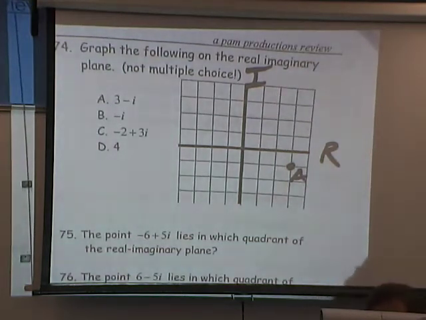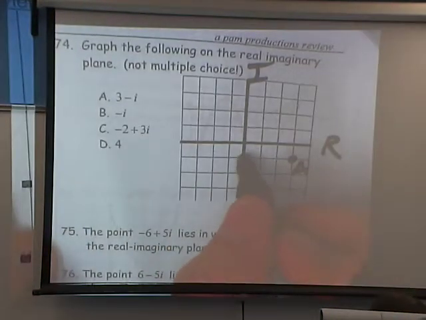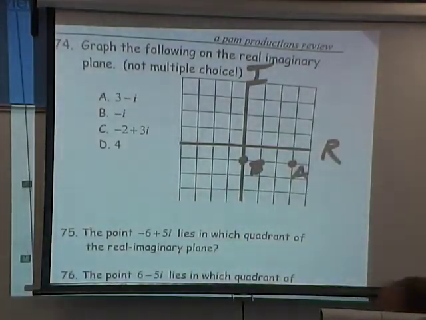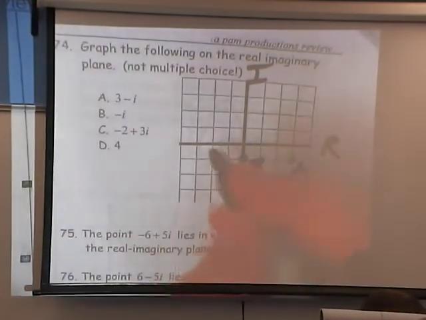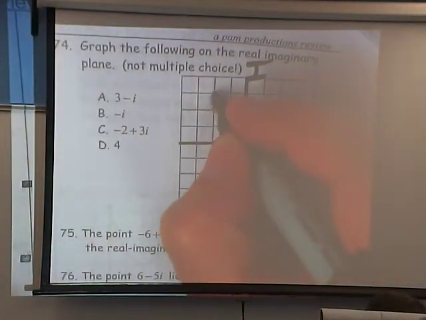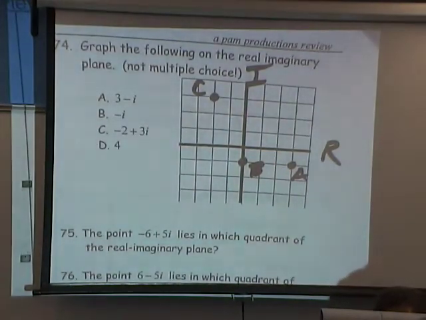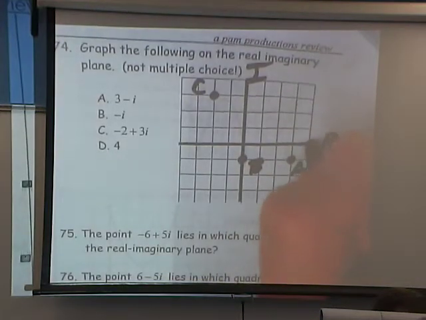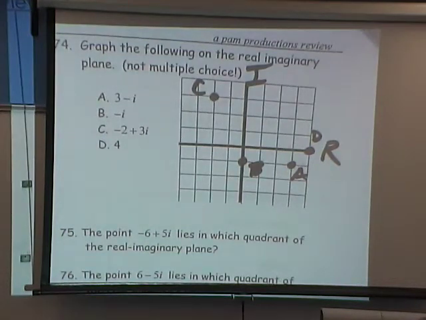B, I'm going to go 0 in the real direction, and then negative 1 in the imaginary direction. C, negative 2, positive 3. And D is 4 in the real direction, 1, 2, 3, 4, and 0 in the imaginary. So there's D. Everybody okay with graphing those?